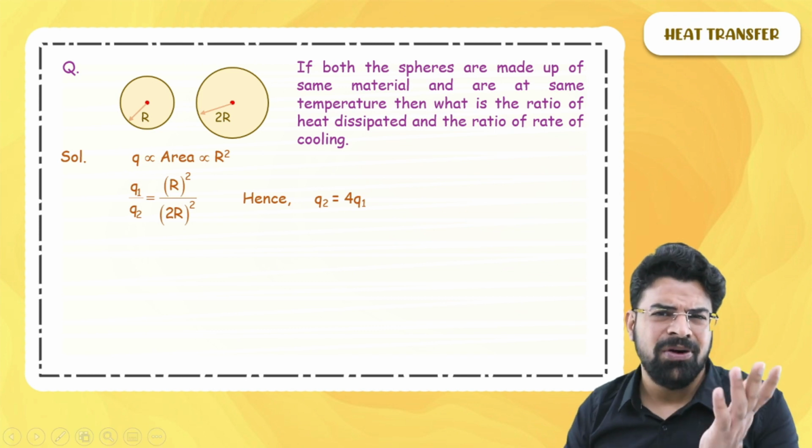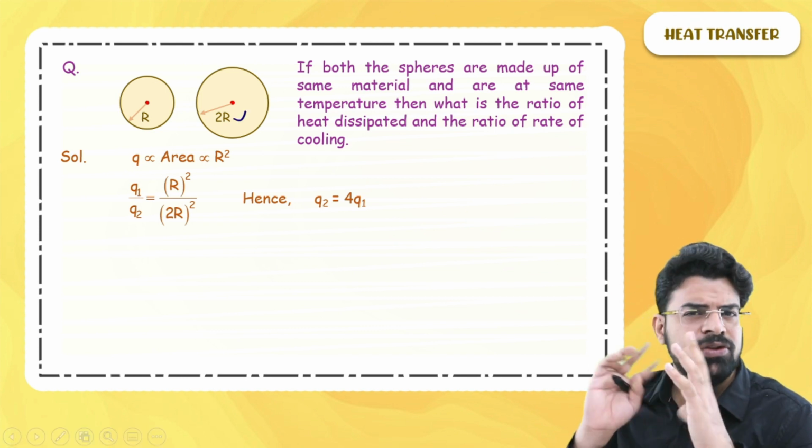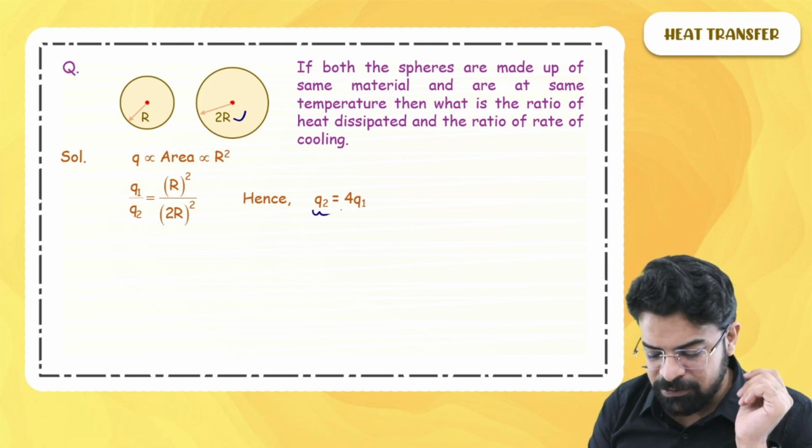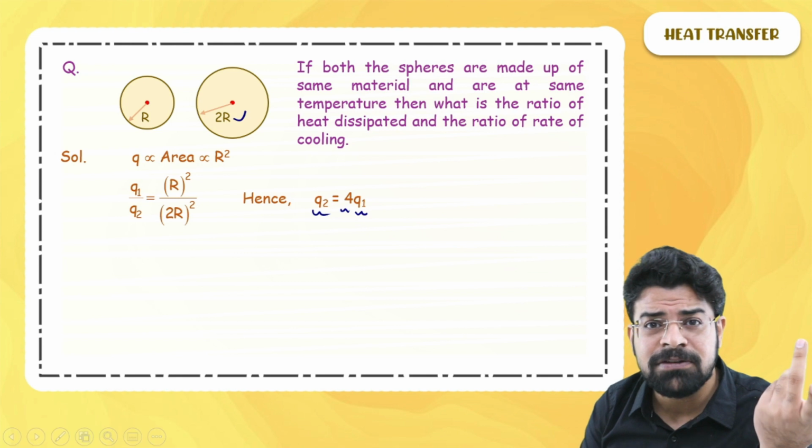And isn't this obvious? The second one has double the radius, so 4 times the surface area. If it has 4 times the surface area, the power radiated by the second one has to be 4 times the power radiated by the first one, right?